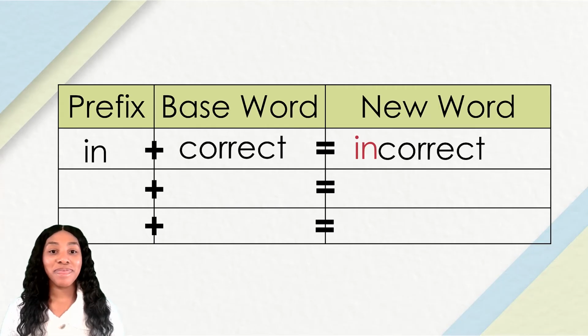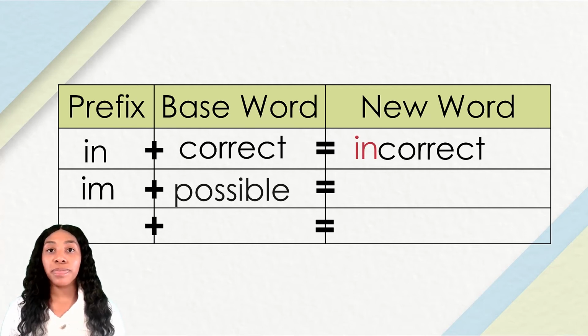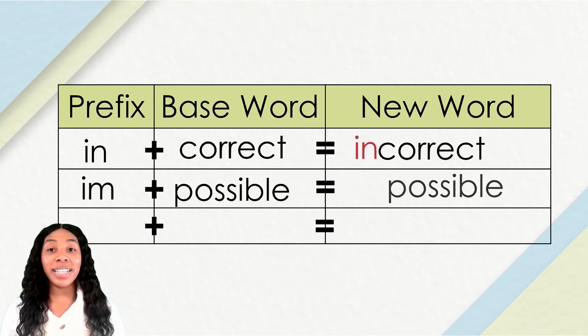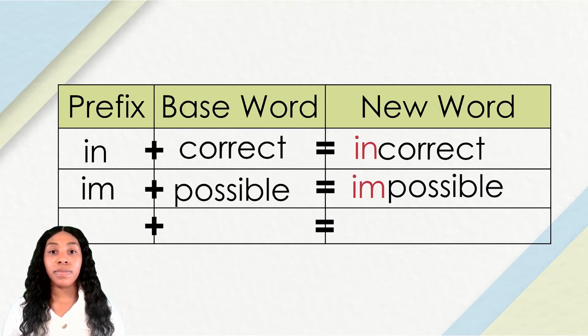All right, here we go. The prefix is M. The base word is possible. When I put the prefix M with the base word possible, what new word do I make? Impossible. How did the prefix M change the meaning of the base word possible? Impossible means not possible or not able to be done. Go ahead and write down the word impossible on your paper.